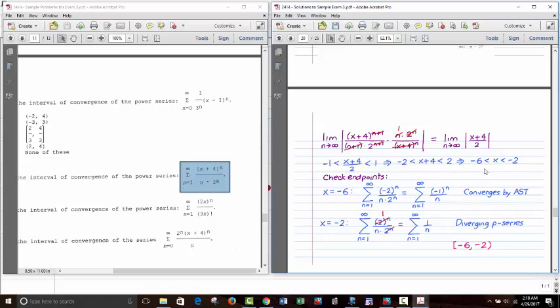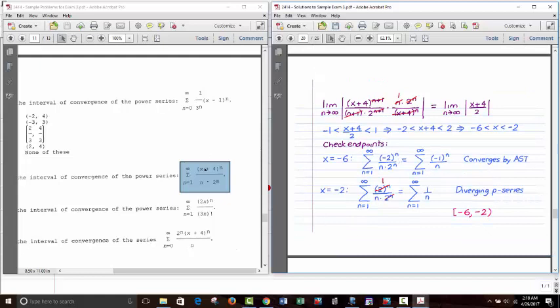Now we have to check for endpoints. So if you put -6 into the original series here, you're going to get -2 to the n over 2 to the n, which actually is the same thing as -1 to the n all over n. That would converge by the alternating series test. We don't care about absolute convergence, just whether or not it converges, but it would converge. But when you put -2 into the original one, you'll get 2 to the n over 2 to the n, which is just 1. 1 to the n is just 1. Negative 1 to the n is different because you have some terms negative, some positive. So you end up with 1 over n, but 1 over n by itself is a diverging p-series. So this one's kind of interesting. It converges at the left endpoint of -6, but not the right endpoint.